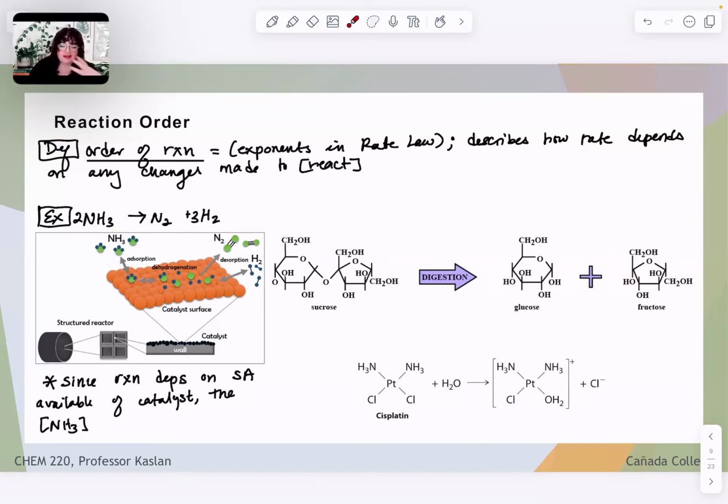So because this is a surface area dependent reaction, the concentration of ammonia doesn't affect the rate. Because if we add more ammonia or take ammonia away, we're still fundamentally not changing the surface area of available catalyst surface on which the reaction happens. So this would be zero order. So zero order: concentration doesn't affect the rate.